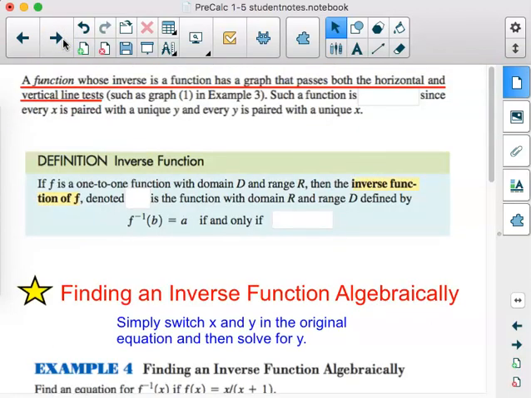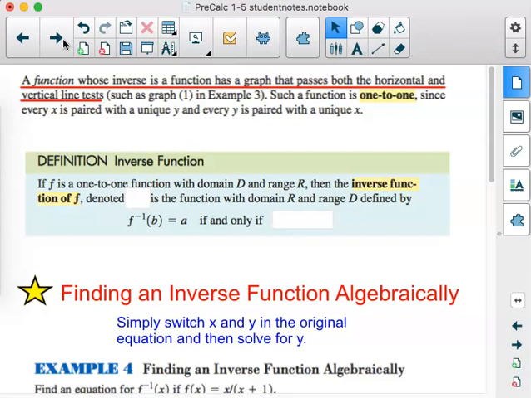So a function whose inverse is also a function is a really big deal. It has a graph that passes both the HLT and the VLT, such as that first graph that we just looked at in that example. And that function is called 1 to 1. And like I said, that's a big deal in calculus. Not only is the original a function, but its inverse is also a function. And like it says, every x is paired with a unique y, and it works backwards. Every y has a unique x.